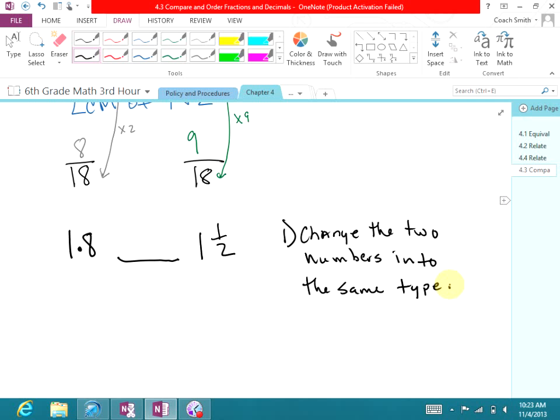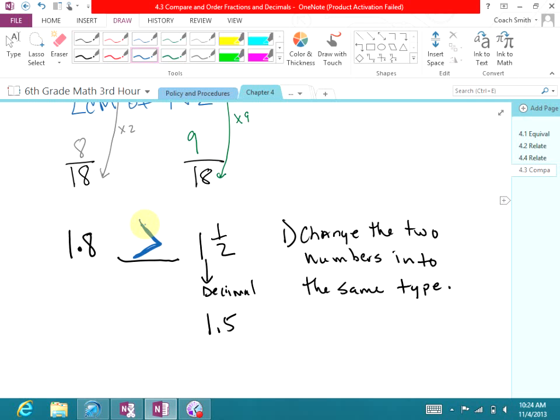Okay? What is 1.5 as a decimal, Jesse? 1.5. So if we change this to a decimal, you get 1.5. Okay? We get 1.5 and we have 1.8. Okay? Well, which one is larger, 1.5 or 1.8? Noah? 1.8. So therefore, we put our greater than sign in the blank. I just knew that half is 0.5.